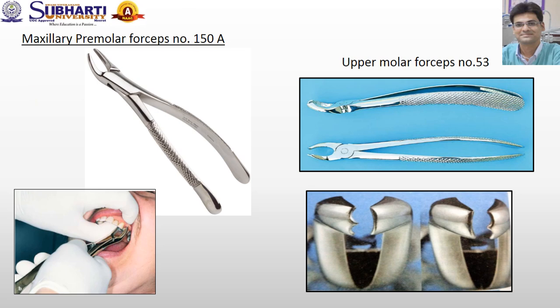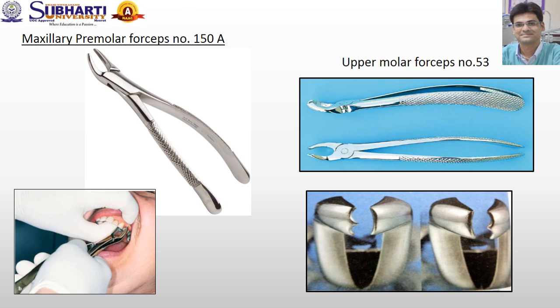There is a modification of universal maxillary forceps number 150, that is 150A. These forceps are designed for extraction of maxillary premolars, and they are not meant for extraction of anteriors, that is incisors, because of poor adaptation of the beak of these forceps on the incisor root. Another forceps is the upper maxillary molar forceps, that is number 53. These forceps are available in pairs.